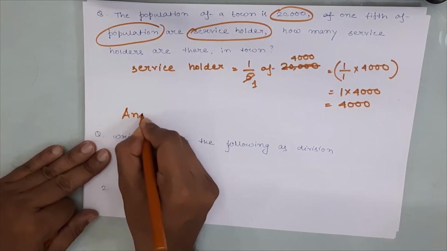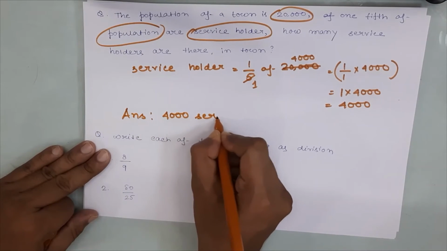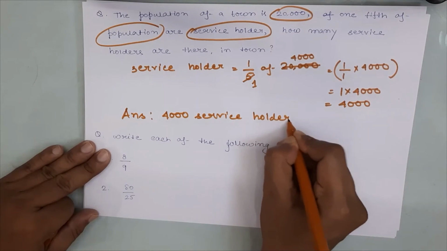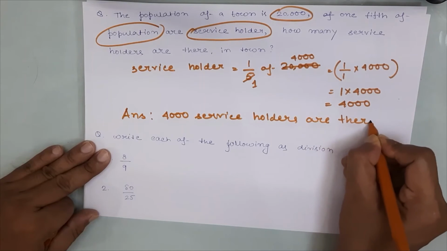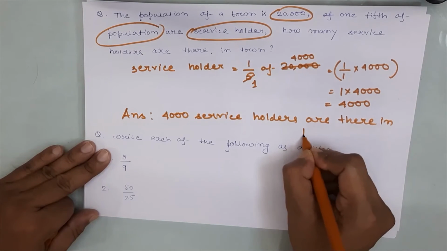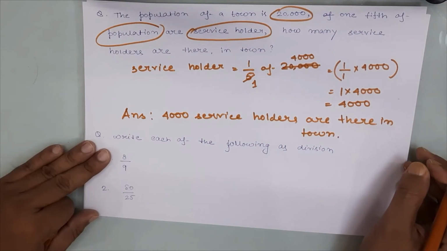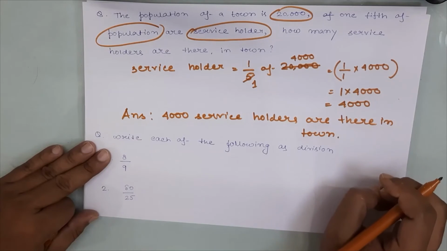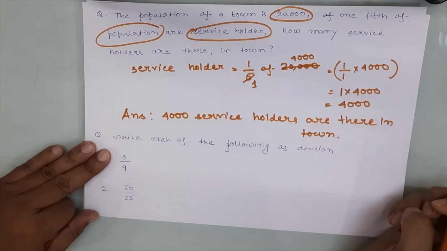So the answer is 4,000 service holders are there in town. Please write it clearly so that it is very much visible and everybody can see the approach through which the problem is being solved.